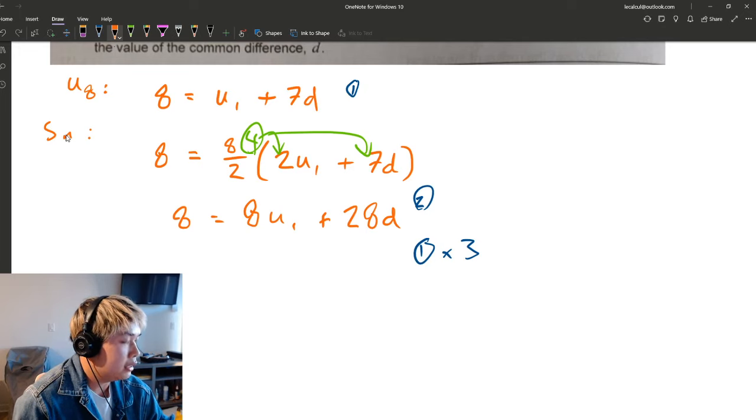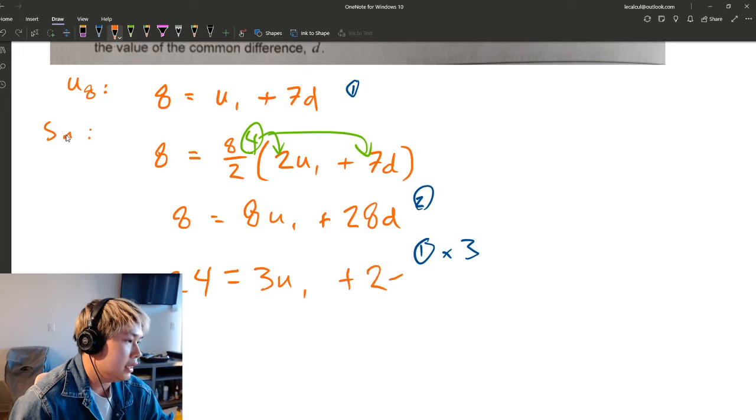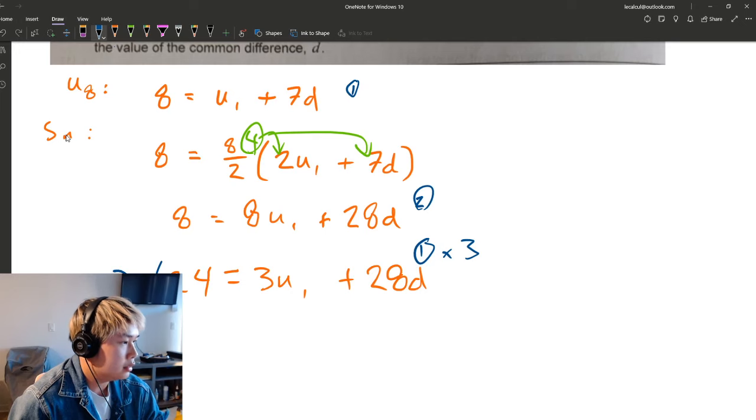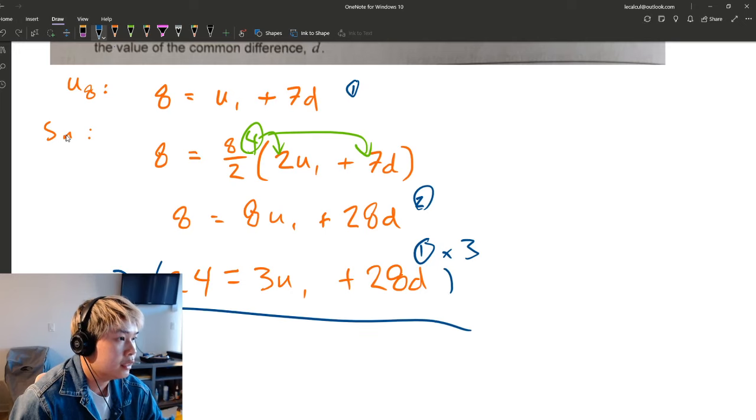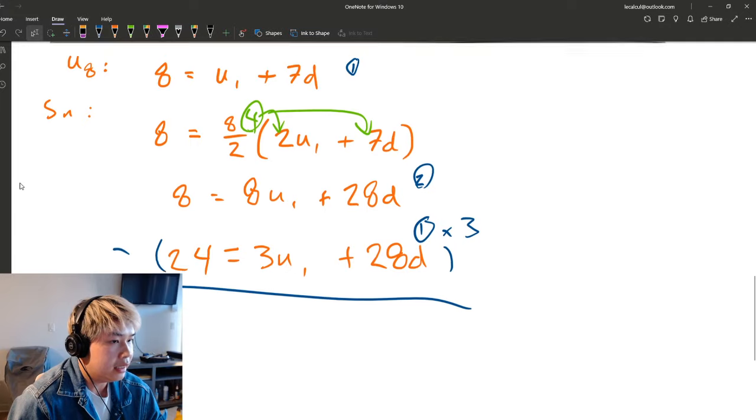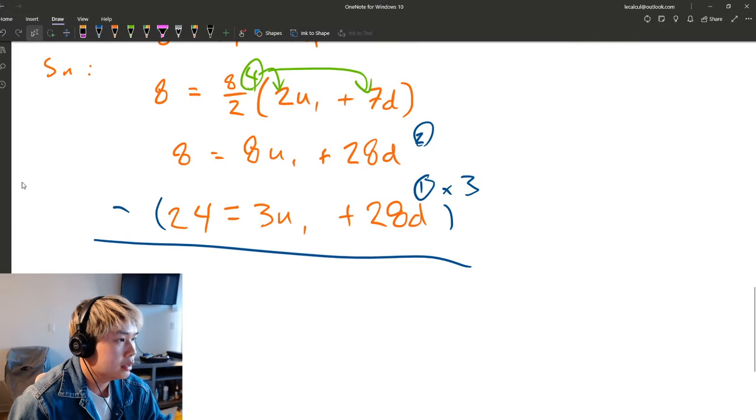Okay, so if I want to match the d's, I should multiply equation 1 by 3 instead. So 8 times 3 is 24. And then I'll have 3u1 plus 28d. And then I'll subtract these instead. So my numbers are just a little off. But thank you, SSB Black Bull.